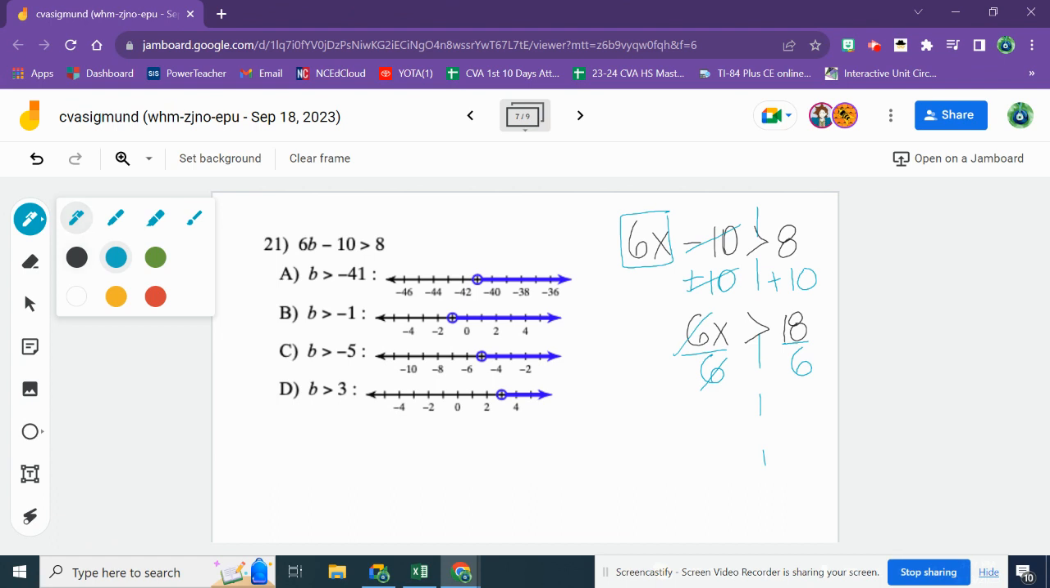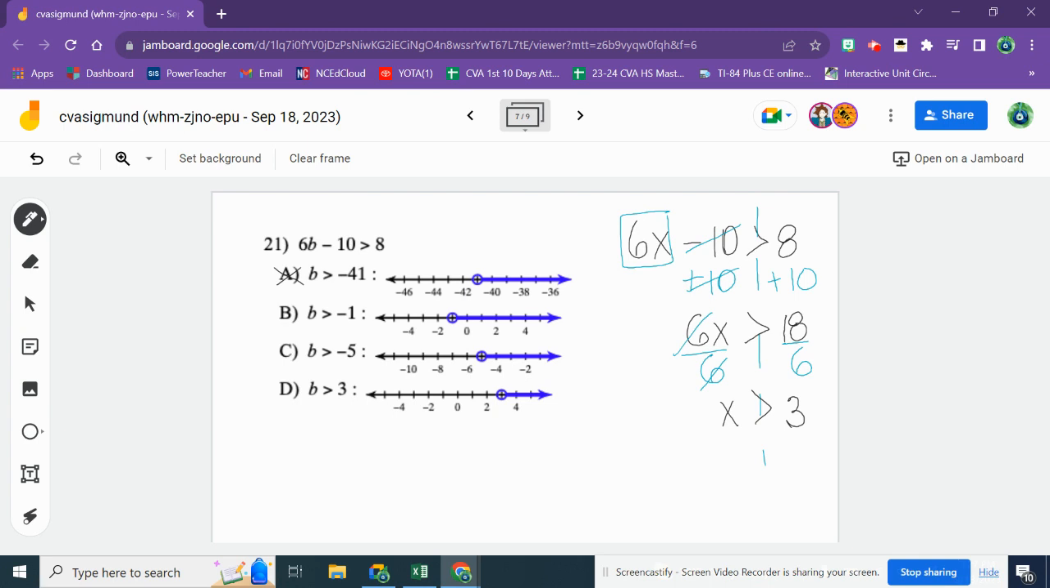Another misconception I watch a lot of students do is they divide by 18. And that's a positive 6, so our symbol stays the same. 18 divided by 6 is going to give us that 3. We have an open circle. That doesn't help us get rid of any of our multiple choice, but we're up in the 40s over here. That's a terrible idea. So we'll get rid of A.